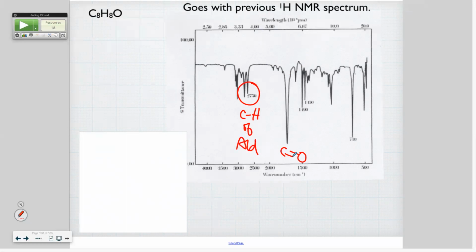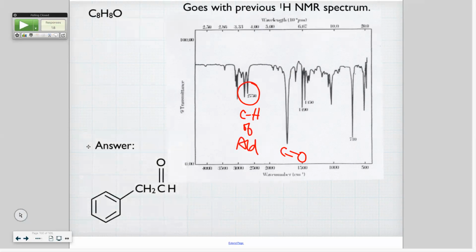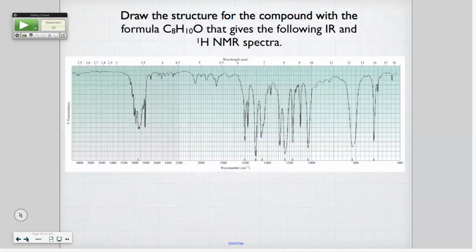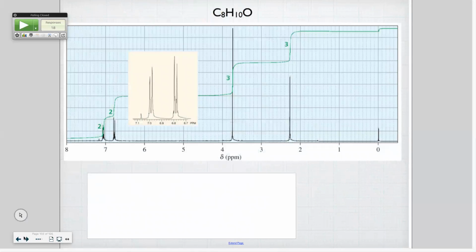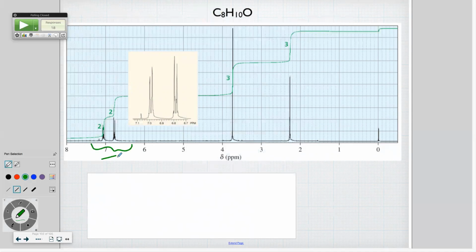Okay, let's see what I wrote over here. I just wrote the structure. Okay, go to the next one. This is the IR for the next one. Okay, and what can you tell me about it? Right on. Benzene ring. All right, benzene ring.